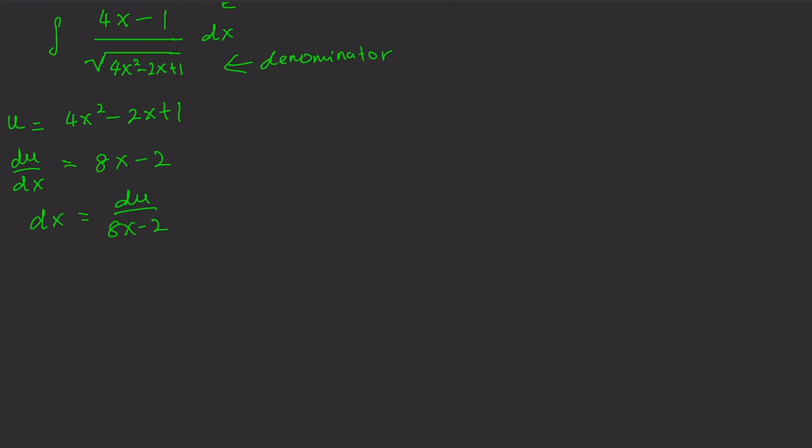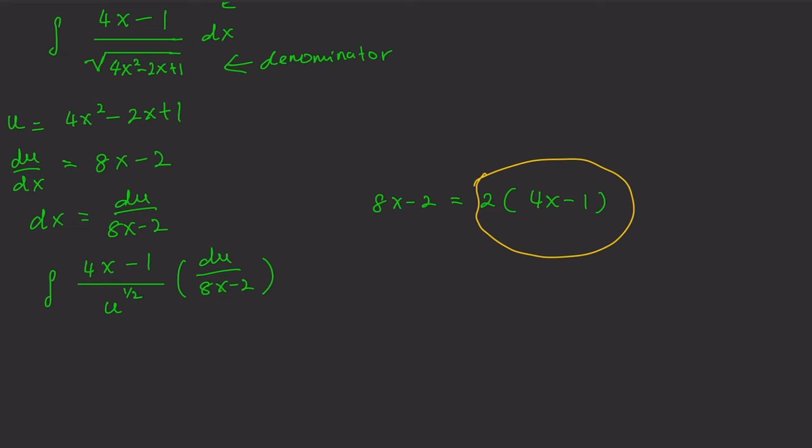Then what we can do is we write this back, and for dx we have the substitution ready, so du over 8x minus 2. Okay, so we already have that. Now 8x minus 2 is equal to 2 times 4x minus 1. So I will take this and put it here. Because we have 4x minus 1 and another 4x minus 1 there, we can cancel this out.